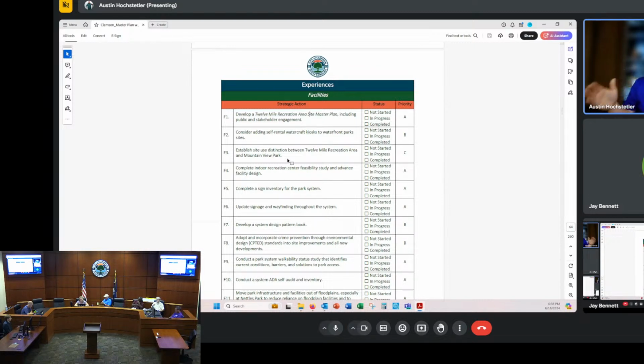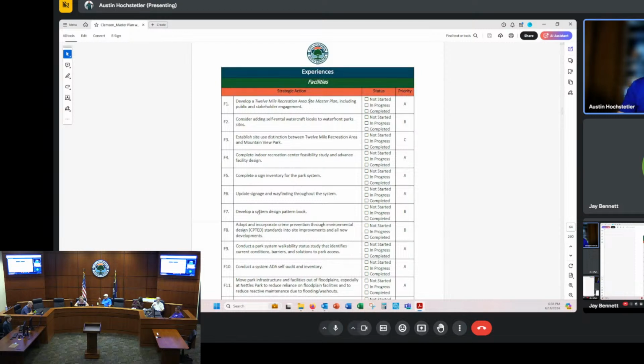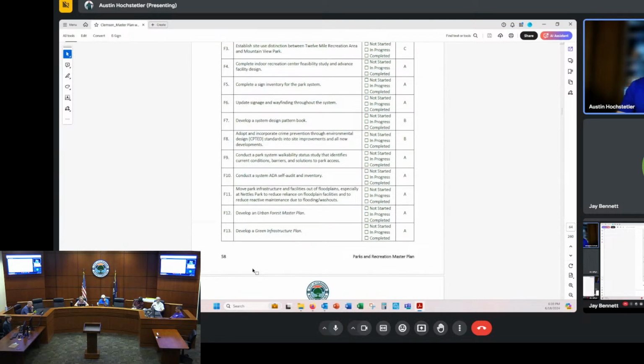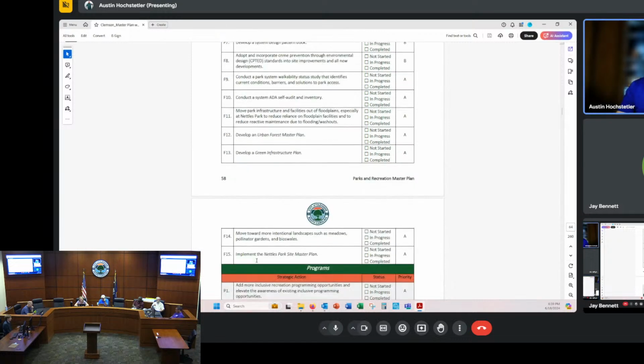They face each other, but one could be more motorized, one could be more non-motorized. These are the decision points that you all can make. Develop a system design pattern look and feel and materials and design standards. Conducting a system ADA self-audit and inventory, developing an urban forest master plan, developing a green infrastructure plan. These are things that are in the works that are waiting on some funding opportunities. Implementing the Nettles Park Site Master Plan, especially for those areas that are currently within the floodplain.